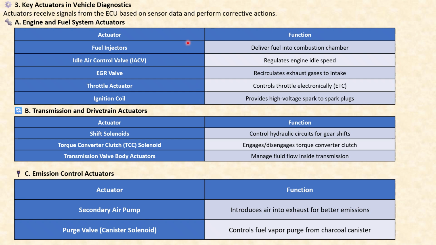Well, these are all the various types of actuators, and I'm very positive that anybody who has a decent knowledge of IC engines already knows these actuators and their respective functions.